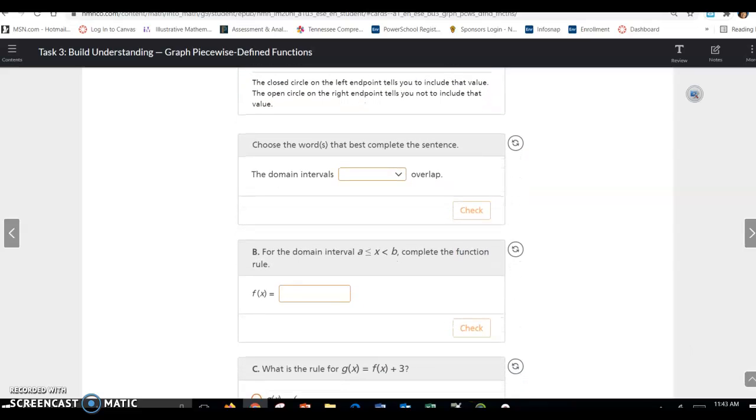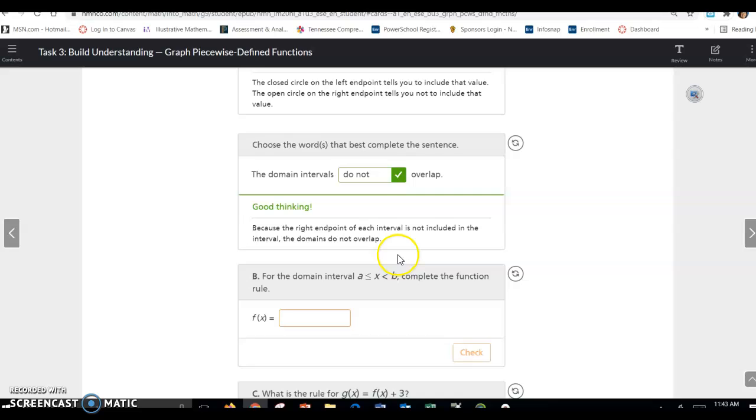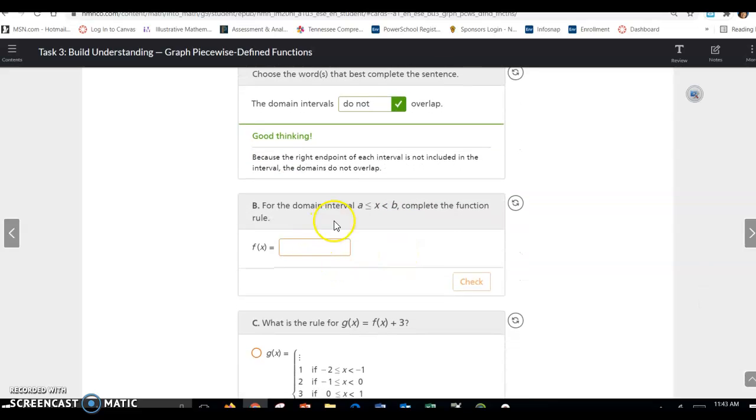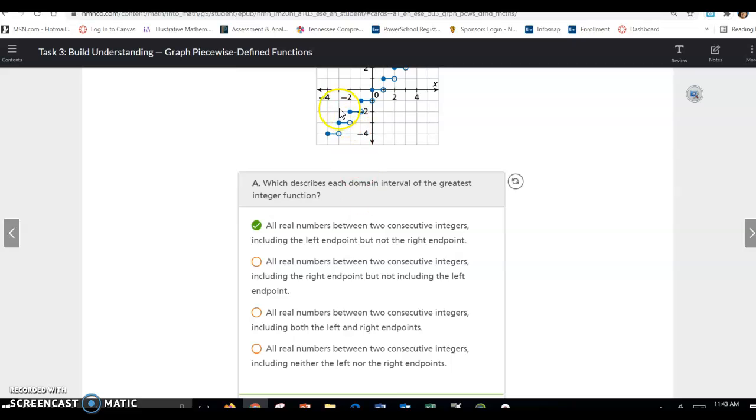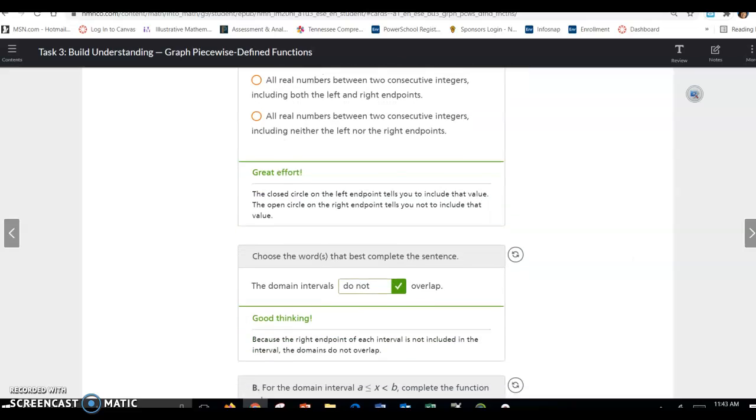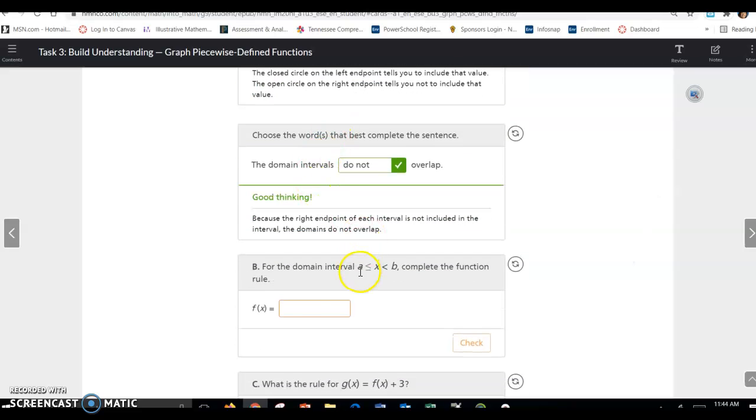All right, the domain intervals do not overlap. That's why one side is open. That way it's still a function. And for the domain, the interval is x between a and b. Complete the function rule. All right, the point on the left was the solid circle, so that's the point it's going to be. So like this one's going to be -4, this one would be -3, etc. So it would have to be the point on the left, which is a.